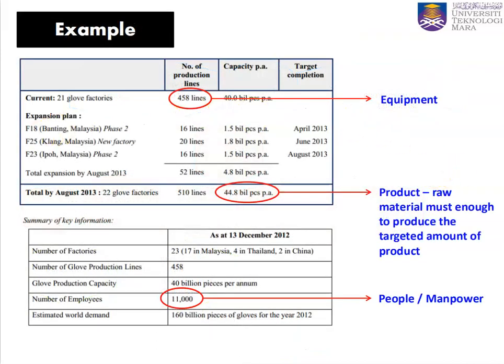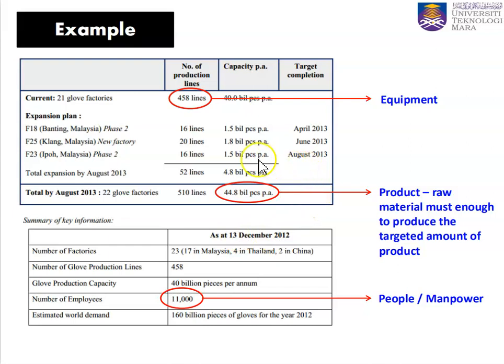For example, we have here our equipment, for a glove factory. Currently we have 21 glove factories, for example, and we only have 458 lines. These are our equipment, which means that this is the constraint of our equipment. We don't have 600 lines. We don't have 700 lines. We only have 458 lines of people producing gloves for the factory.